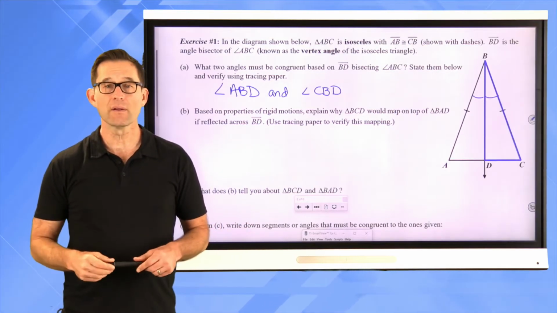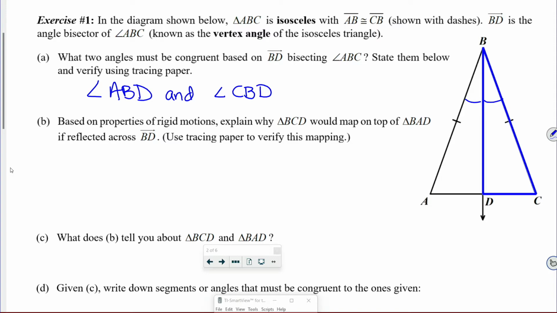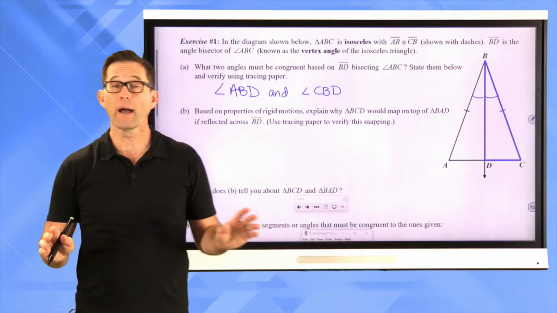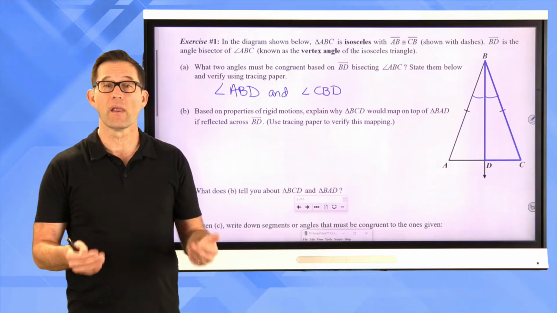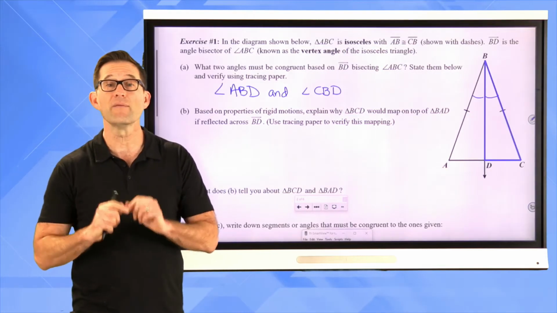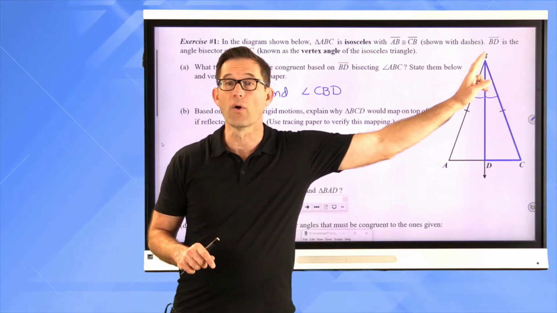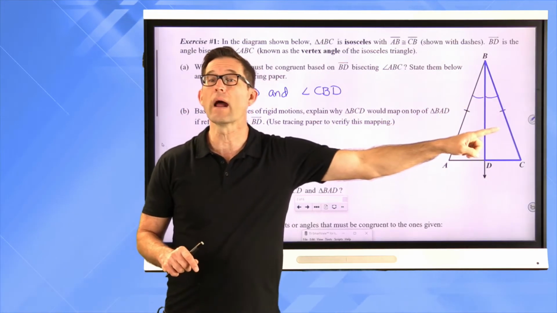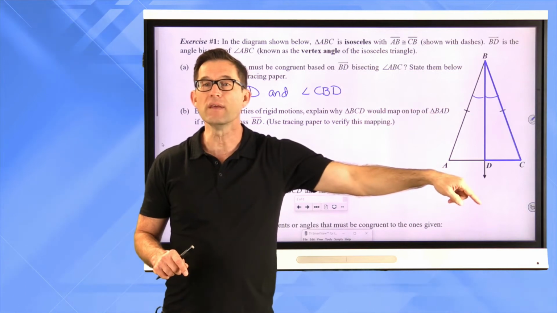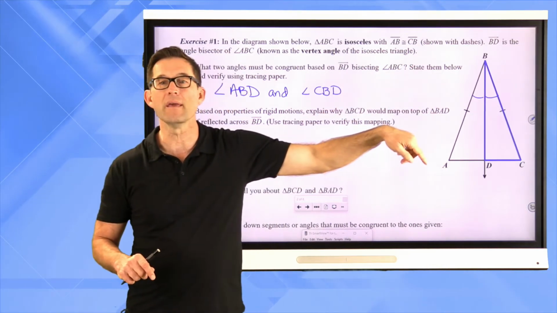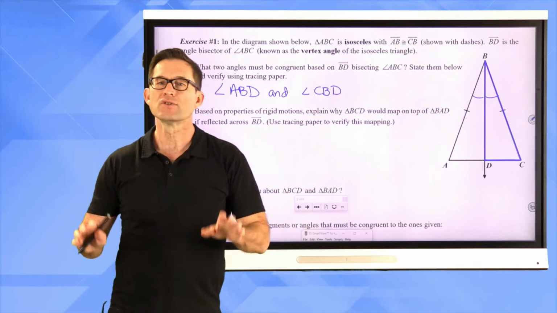All right, let's take a look at letter B. Based on properties of rigid motions, explain why triangle BCD would map on top of triangle BAD if reflected across ray BD. Use tracing paper to verify this mapping. Okay, so my claim is, using what we've already learned about line reflections and specifically what we learned in the previous homework, if I reflect triangle BCD, here outlined in blue, across ray BD, it will map on top of triangle BAD. All right, so why is that?